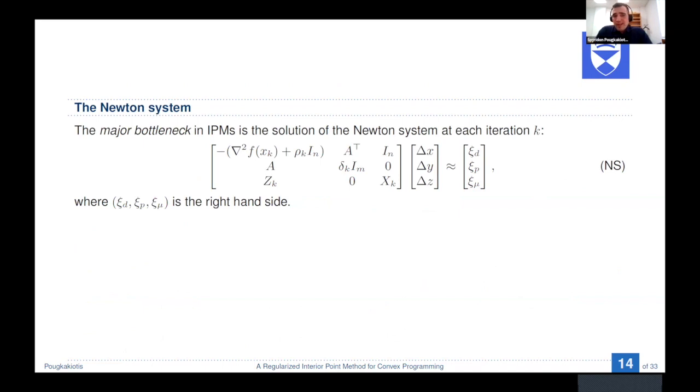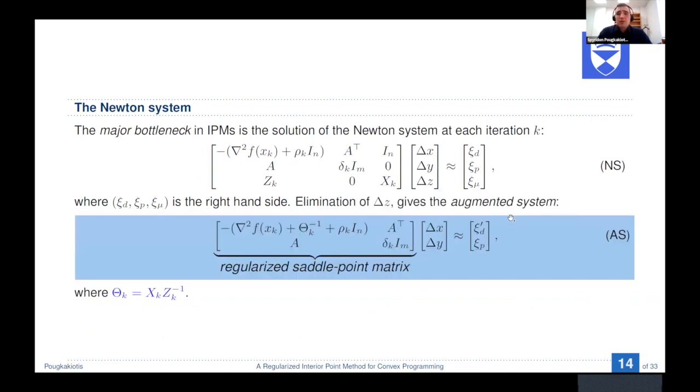So the major bottleneck in IPMs in general, so I have gone back to the general convex optimization problem, the major bottleneck in IPMs is actually the solution of the Newton system at every iteration. And of course, in this form, this is not an easy system to solve because it is non-symmetric. So typically what you do is pivot delta z to obtain a symmetric system, which we call the augmented system. In this case, the coefficient matrix is symmetric and has a saddle point form.